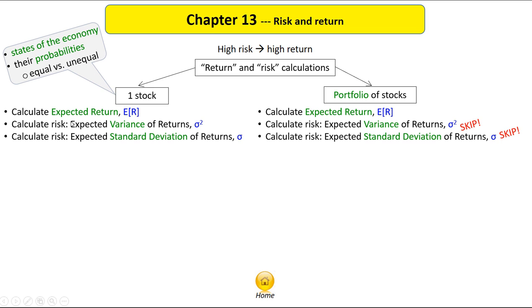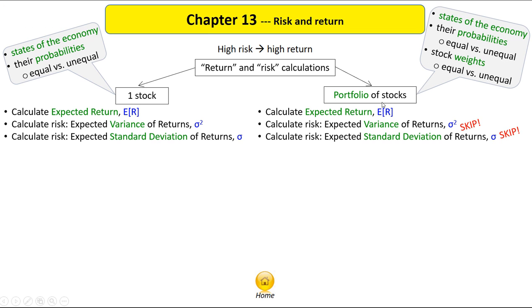When we do all these calculations, for example, for a single stock, you deal with things like different states of the economy and their probabilities, which could be equal or not equal. Same for portfolio of stocks, except we also deal with stock weights, which could also be equal or unequal.